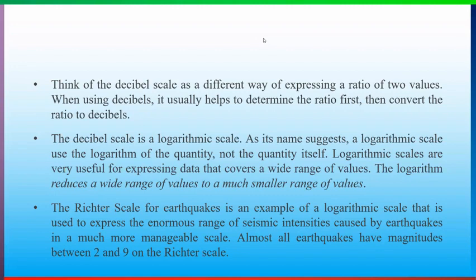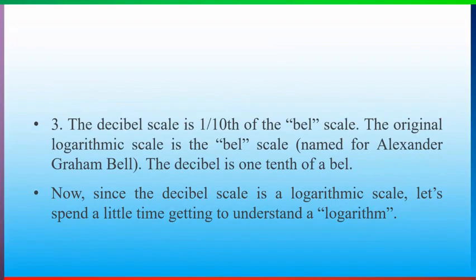For example, if there is any change in any quantity and that change is huge, say initially the amplitude was 1,000 and finally it was reduced to 1. So it is a huge quantity and too difficult to understand. The decibel scale is 1/10 of the Bell scale. The original logarithmic scale is the Bell scale, named after Alexander Graham Bell. The decibel is 1/10 of a bel.